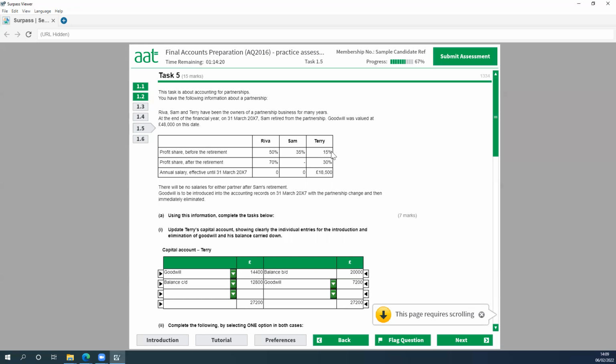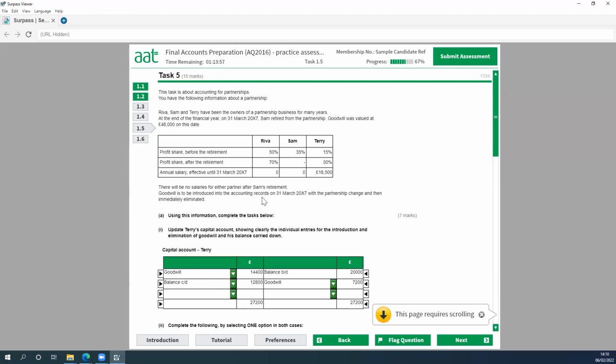And currently Terry has got 15%. So the goodwill on the debit side, as far as Terry's concerned, is 15% of the 48,000. So 48,000 pounds times 0.15 is 7,200. Okay. So you'll know from partnership accounts, particularly when there's changes, it tells you in the question, isn't it?